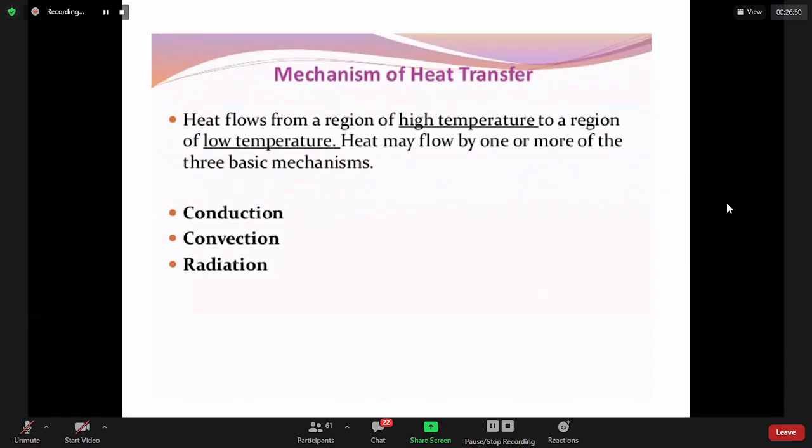So the mechanisms of heat transfer: we have seen that heat must flow from a region of high temperature to a region of low temperature. And this is done through three basic mechanisms, which we saw when we were introducing ourselves to pharmaceutical engineering: conduction, convection, and radiation.